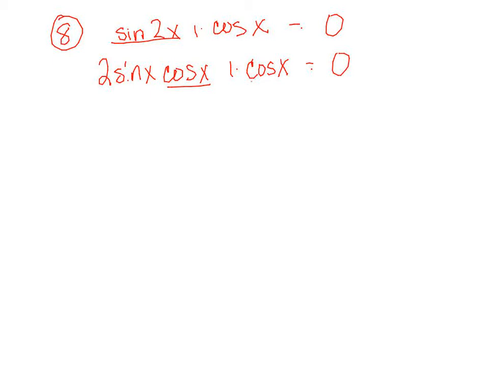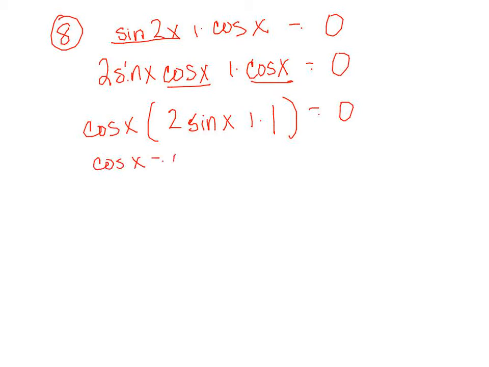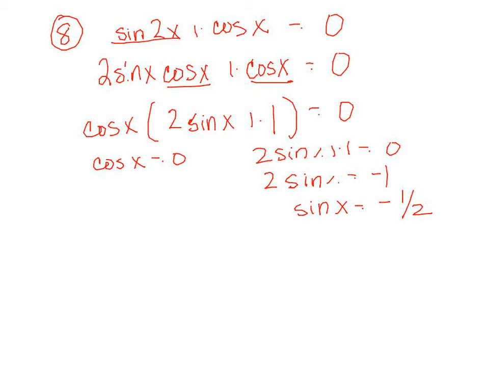So we're going to take out this common factor of cosine x, and we're left with 2 sine x plus 1 equal to 0. So cosine x equals 0, and 2 sine x plus 1 equals 0. So 2 sine x equals negative 1. So sine x equals negative 1/2.